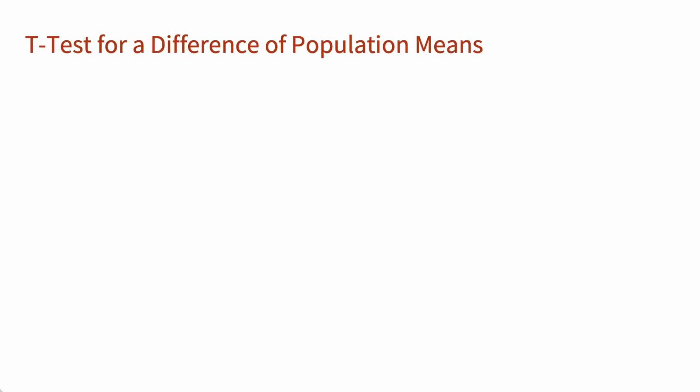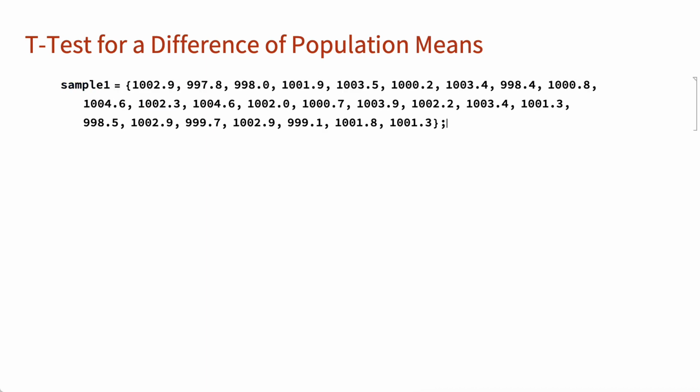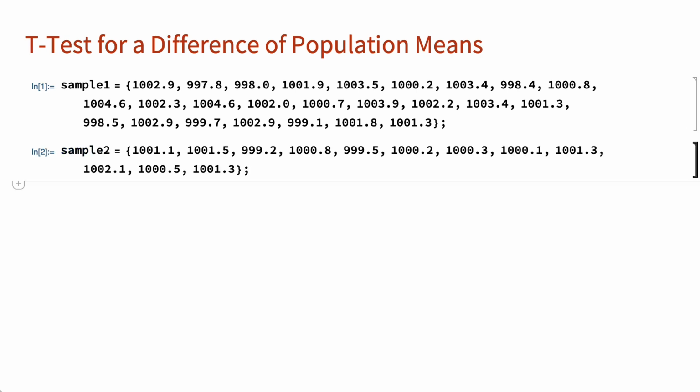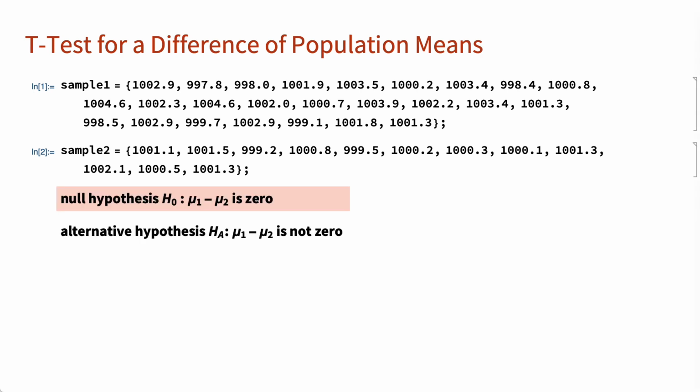Returning to the t-test, in addition to testing the mean of one population, the t-test can also be used for comparing the means of two independent populations. For example, consider collecting samples from two populations and using those samples to determine whether the mean of the first population is equal to the mean of the second population. The null hypothesis is that the difference between the means of the populations is 0, and the alternative hypothesis is that this difference is not 0.